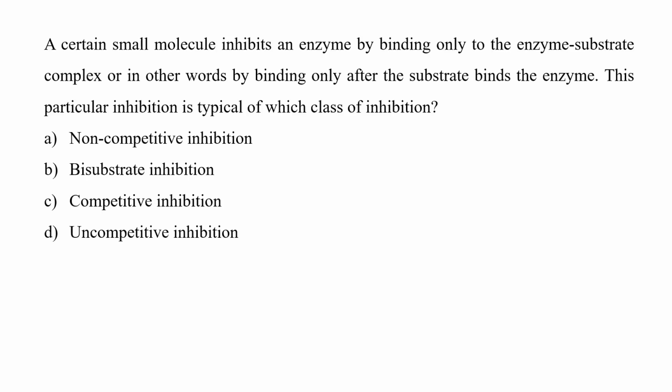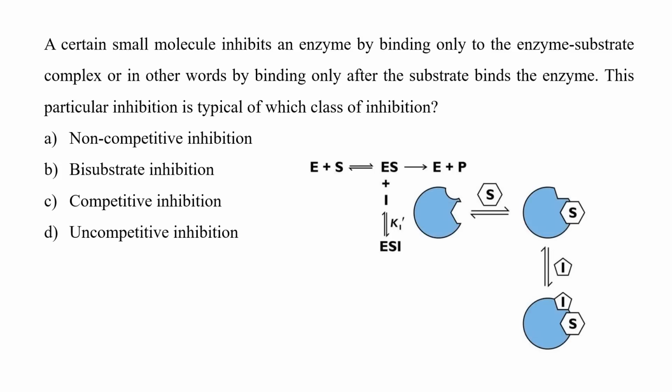Now, in the case of uncompetitive inhibition, one of the hallmark features is that it only gets activated when a substrate binds to the enzyme. That means the target of an uncompetitive inhibitor is the ES complex. So here option D is the correct answer.